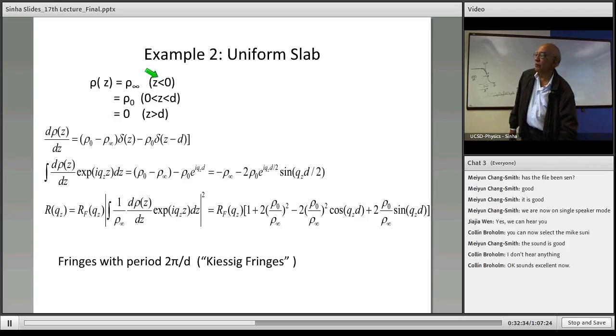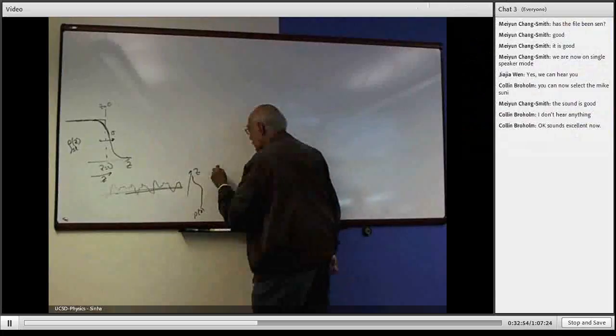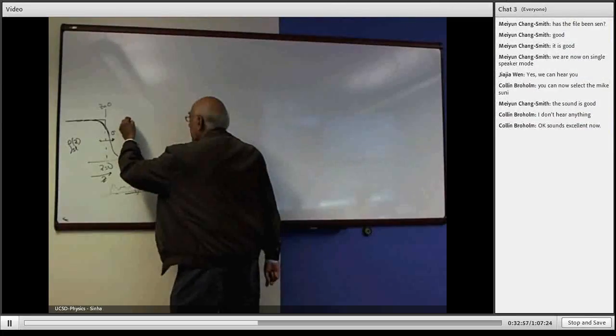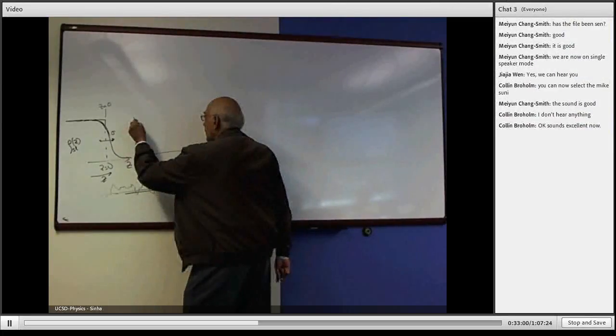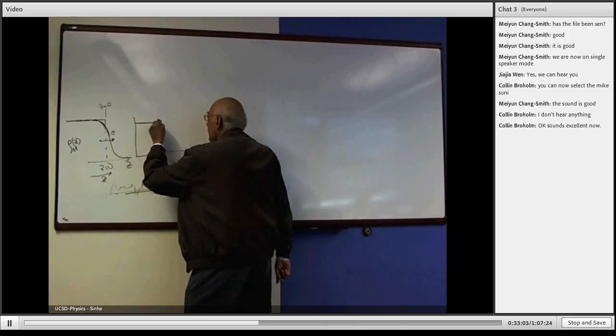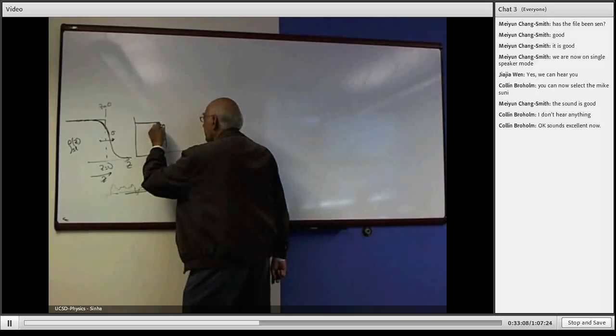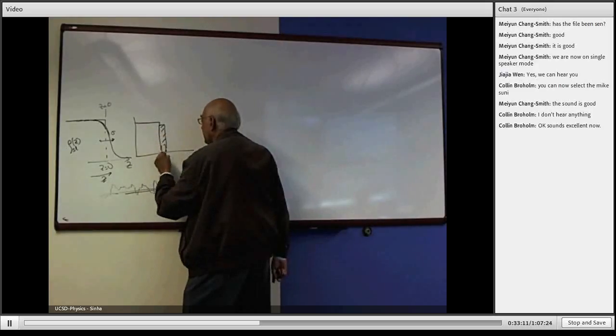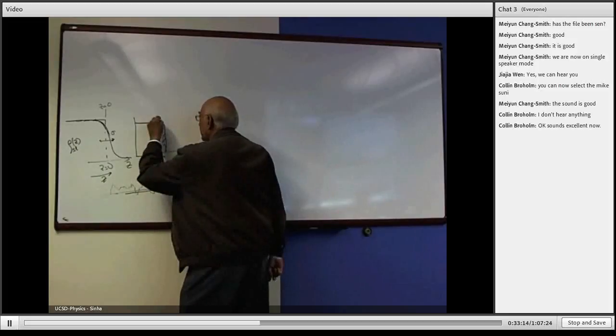So let's assume that here we have a scattering density which is rho infinity for negative z, and then for positive z it's rho 0 up to a distance d, the thickness of the film, and then drops to 0. So this is the density profile if I plot it here: uniform here, and then a constant density here, and then 0, and this thickness is d, and this is z equals 0.